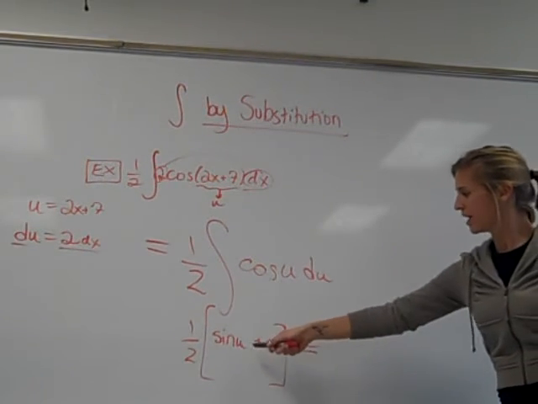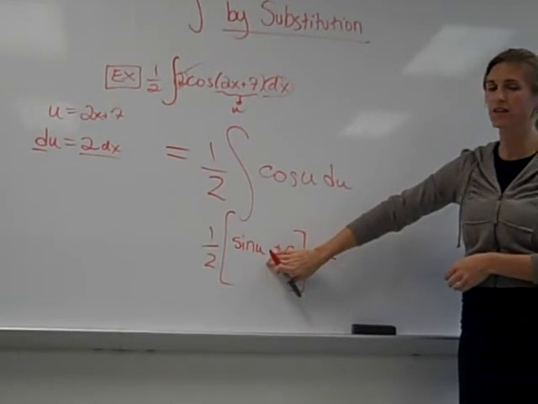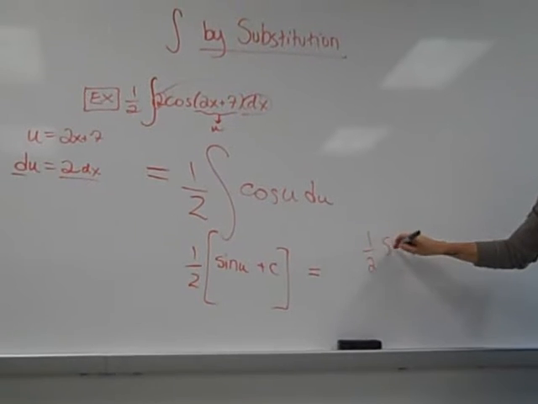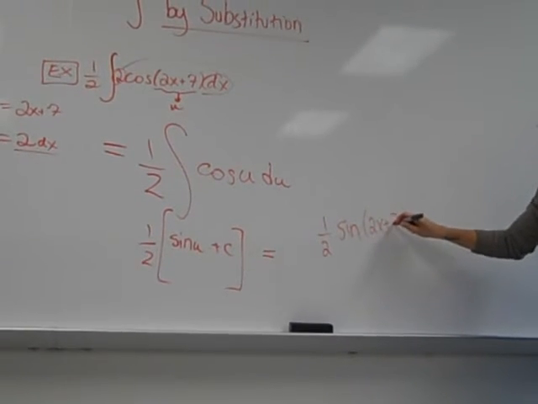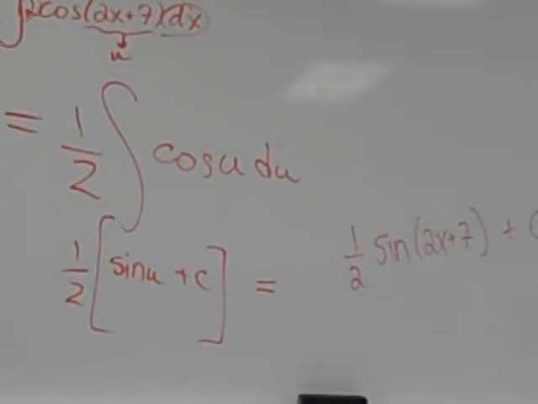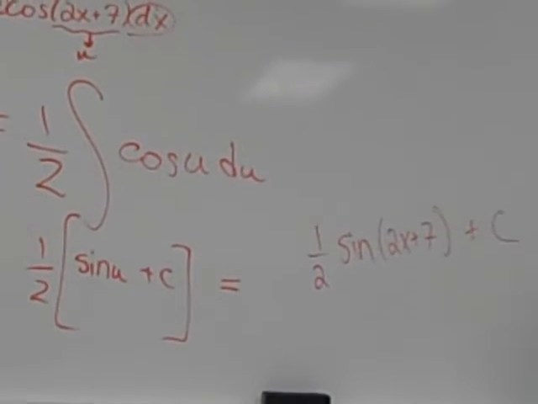So I go back now, and I want to take u out. My original problem didn't have any u, so I don't want the answer to have a u either. I just go back and substitute in 2x plus 7 for u. And then I add on this c. I don't need to have 1/2 c because c is just a constant, so 1/2 of it is still just a constant, and that's it.